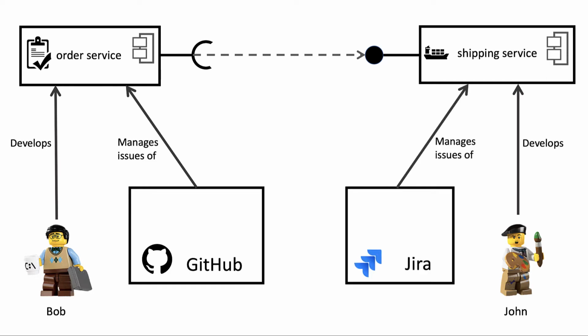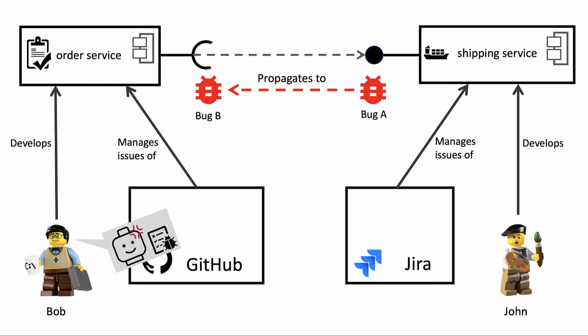One day, John gets a brilliant idea to write some source code for the shipping service's interface. However, his implementation is a bit buggy. Since the order service consumes this interface's functionality, the bug propagates to the order service. Bob is annoyed about his new bug in his service and looks for the origin of it.